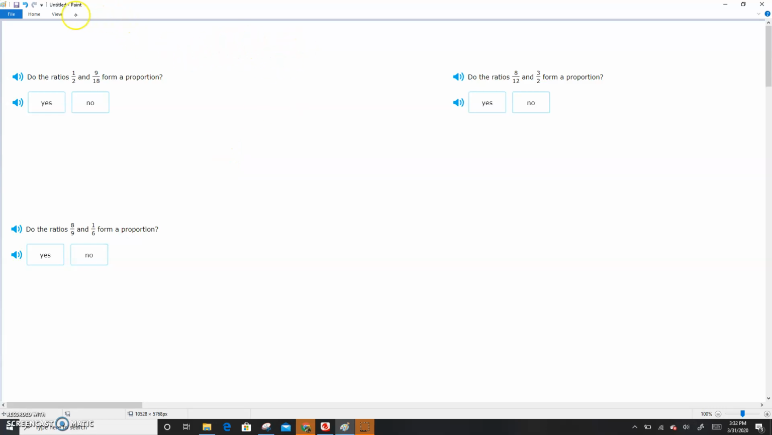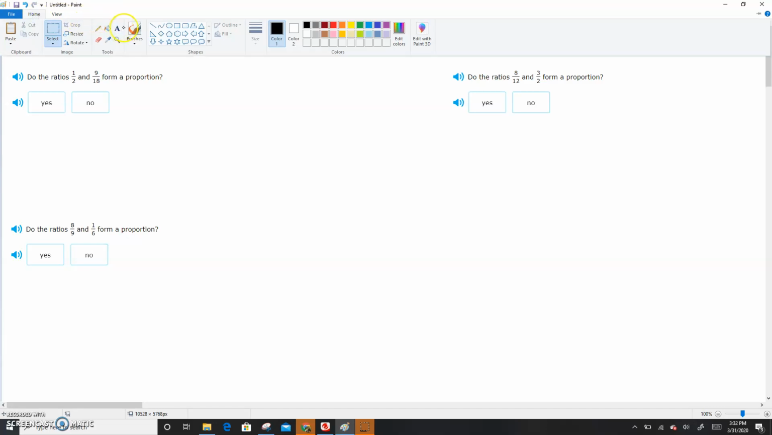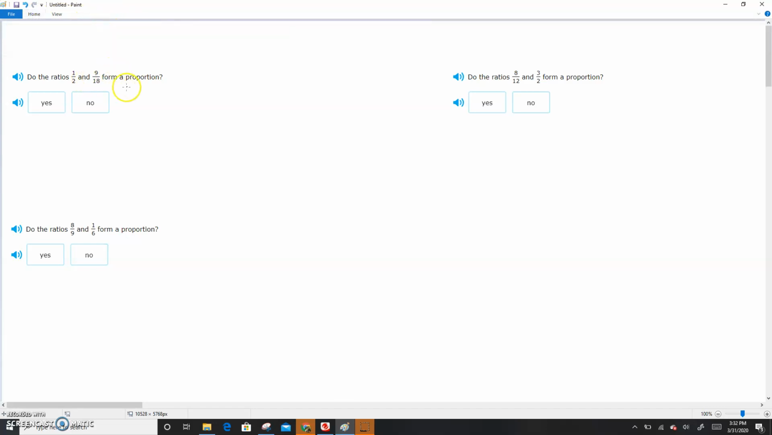What's important to remember is that a ratio is just a relationship between two numbers. Any fraction can be a ratio. And a proportional relationship exists between two ratios when the ratios are equivalent, meaning they're equal.